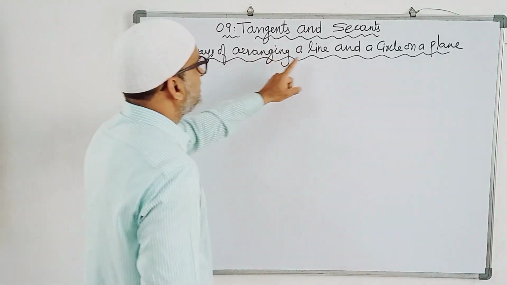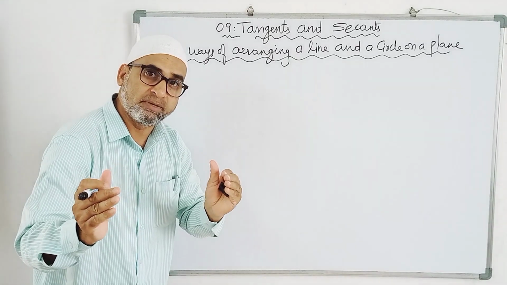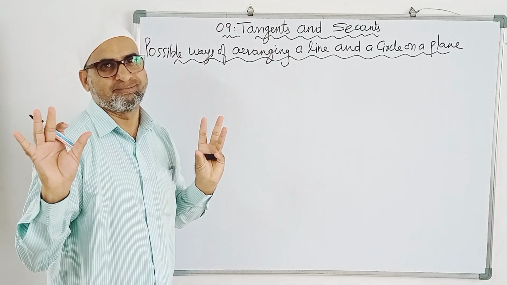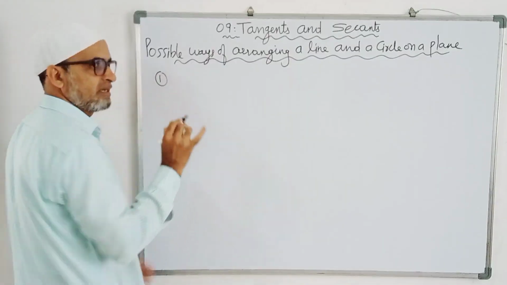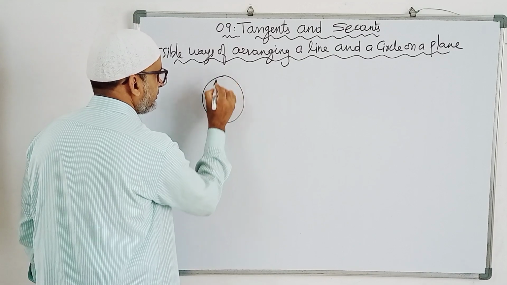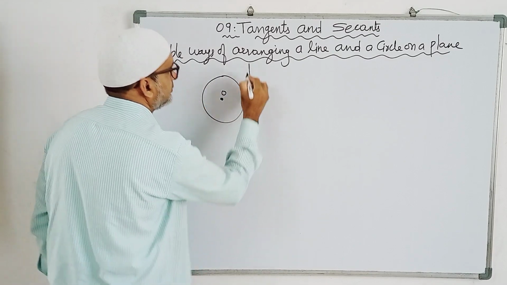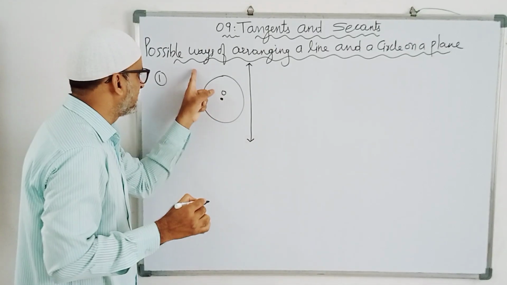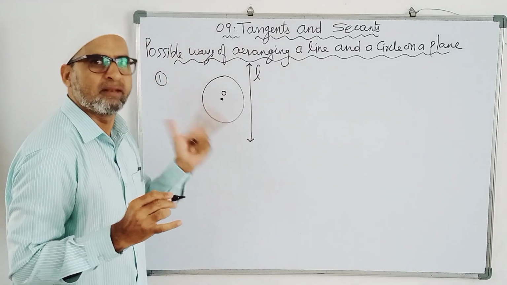Now, the possible ways of arranging a line and a circle on a plane: one line will be given, one circle will be given. How can you arrange them? What are the possible ways? First, you see how many ways there are. I will explain here. Suppose this is the circle with center O. This is one line. You can draw the line this side, this side, wherever. Lines are denoted by small alphabets L, M, N, like that.